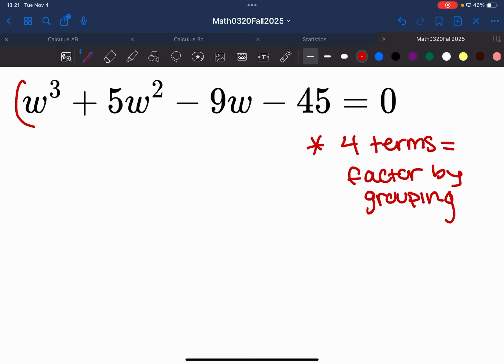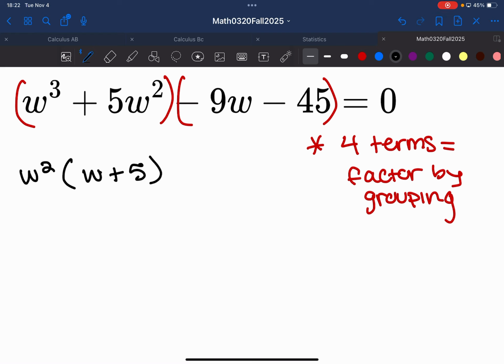Okay, so we do factor by grouping, which means we're taking out what from each one? A GCF. And what GCF can we take out of the first one? W squared. Why can't we take out a number? Good, there's no number that goes into 1, which is in front of W cubed, and 5. If we take out W squared, what are we left with? W plus 5.